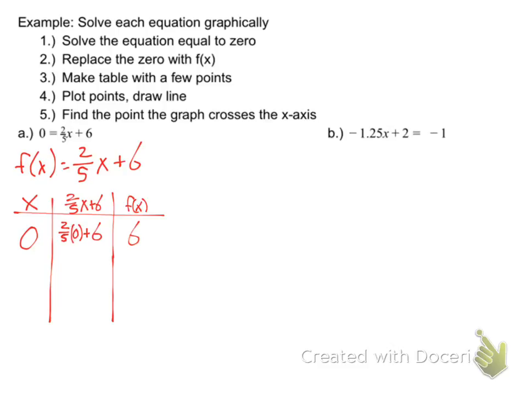Someone else give me another value they'd like to choose. 1, okay. If I put in 1, I will have 2/5 times 1 plus 6. 2/5 times 1 is 2/5. 2/5 plus 6? 6.4? Oh, geez. That doesn't look so nice, does it?